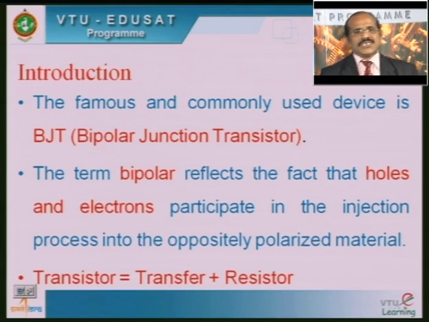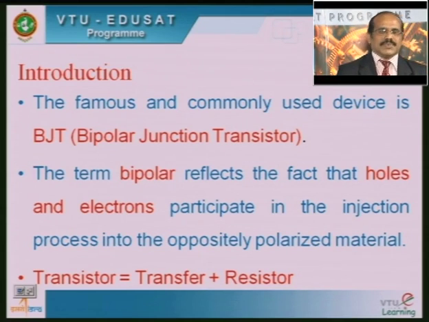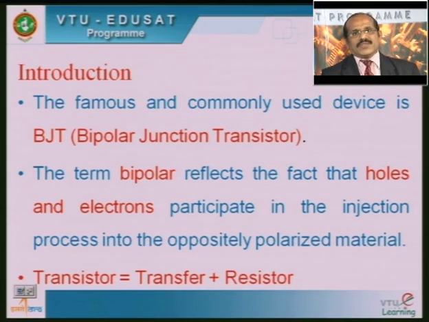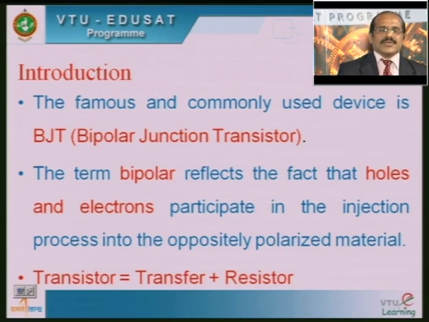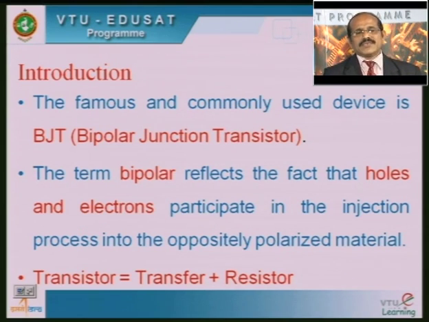Whereas junction means the semiconductor junction, this BJT has two junctions, one is the base emitter junction and the other is the collector junction, or collector base junction. The term transistor signifies transfer plus resistor, that means the transfer of resistance from the low resistance region to the high resistance region.